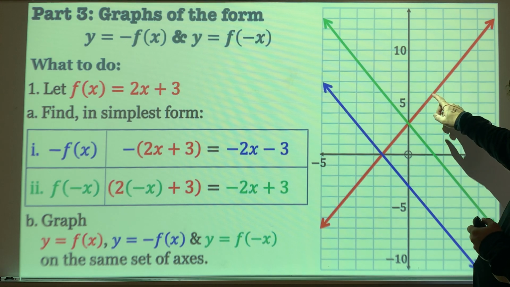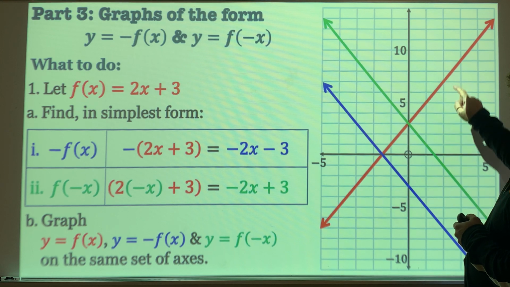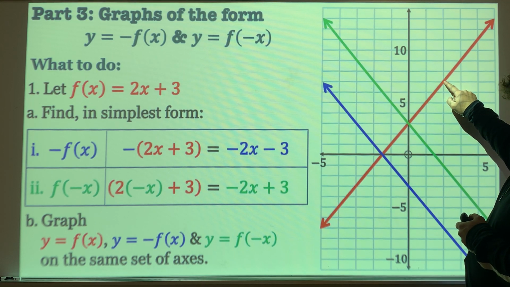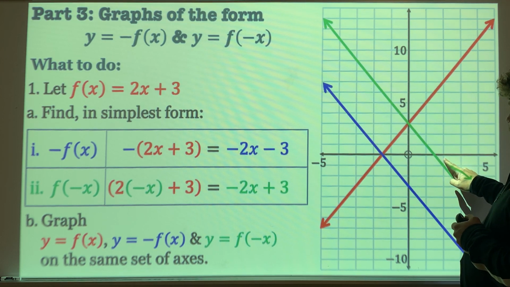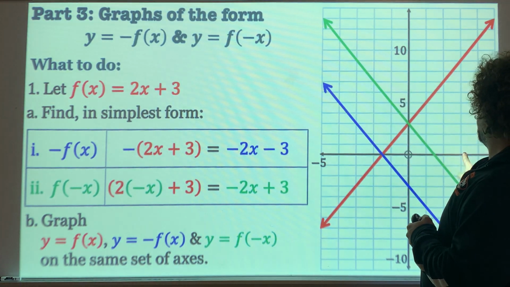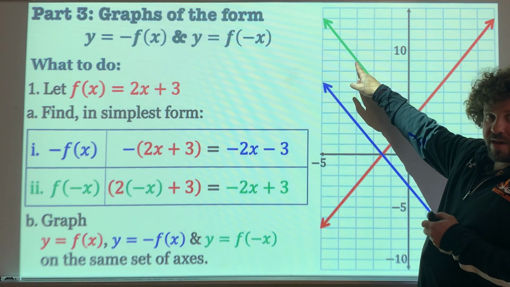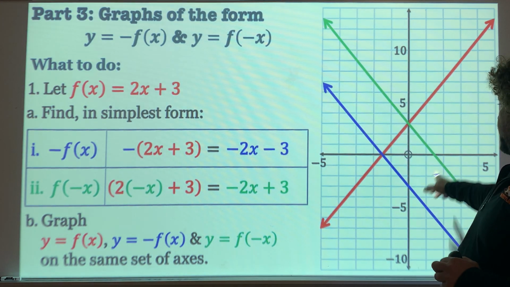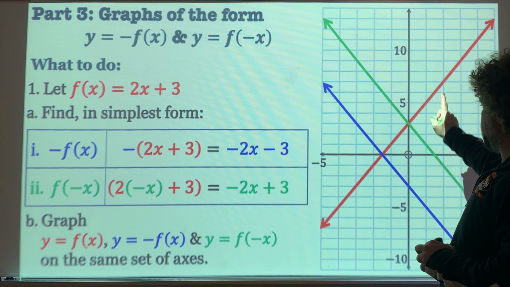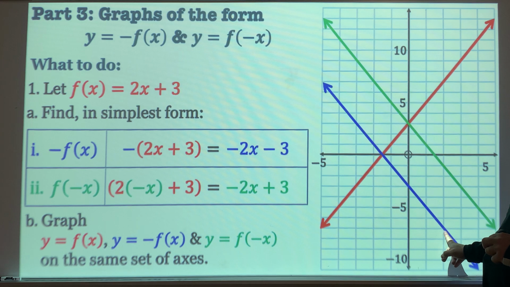Watch this. Original graph, right? Let's pick a point. Let's say 2, 7. Watch this. 2, 7, negative 2, negative 7. 3, 9. Negative 3, negative 9. So there is a relationship there. Ready? It says 2, 7. 2, negative 7. Oh, interesting. You see the relationship at all?